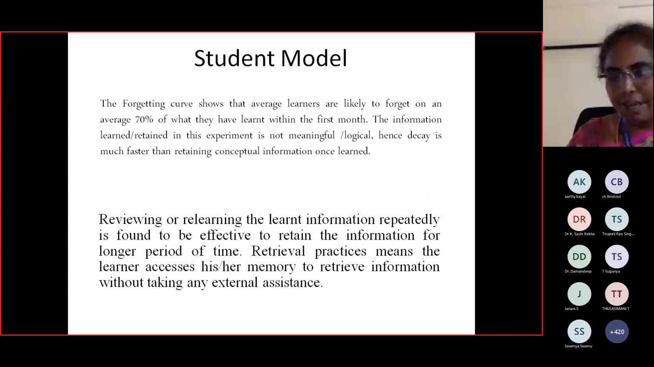What that indicates is that an average learner is likely to forget, on average, 70% of what they have learned in the first month. And this forgetting is greater if the learning is not meaningful and not logical. So in order to retain the learned skill for a long period of time, reviewing or relearning, that is, repeating whatever is being learned, has to be done again and again over a period of time. Only that way can he retain it for a longer period of time. Next slide.